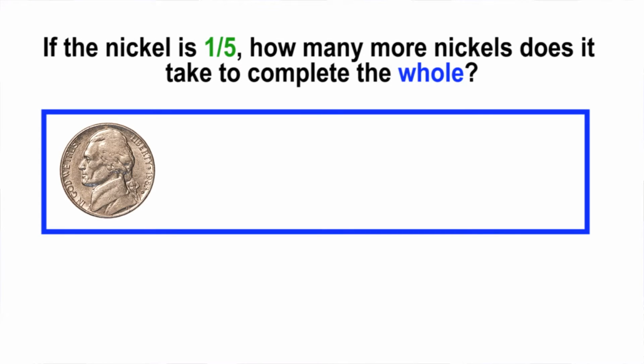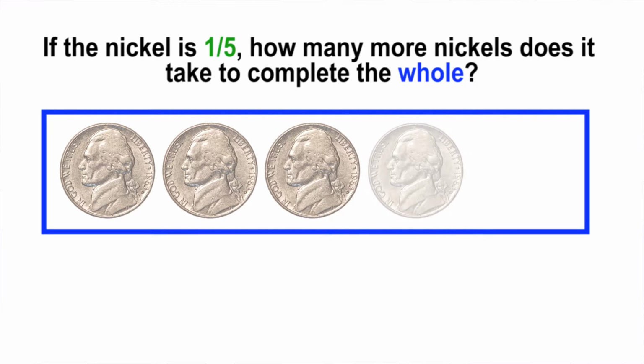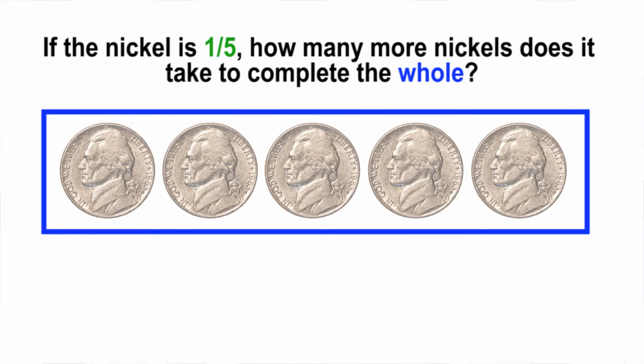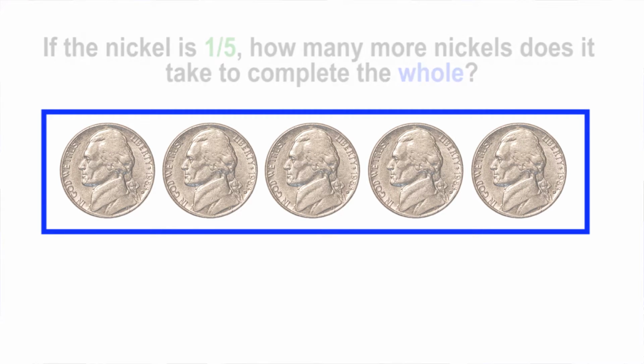Now let's take a nickel. If the nickel is 1/5, how many more nickels does it take to complete the whole? Since 1 nickel is 1/5, then to make the whole we need 1/5, 2/5, 3/5, 4/5, 5/5. It takes 5 nickels to make the whole.